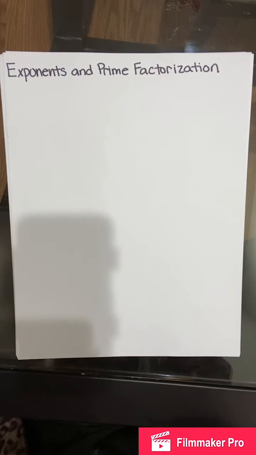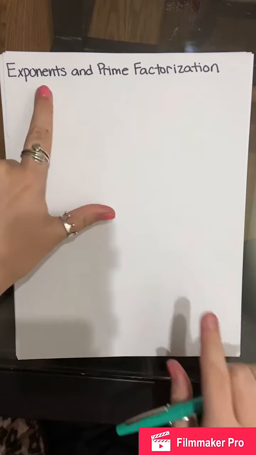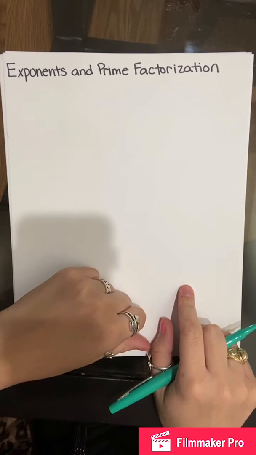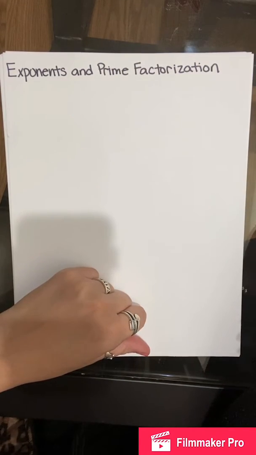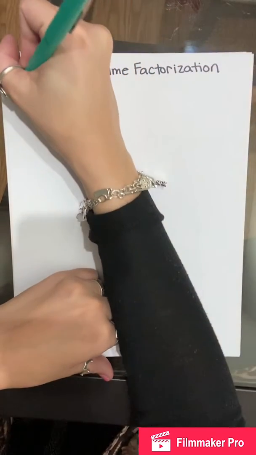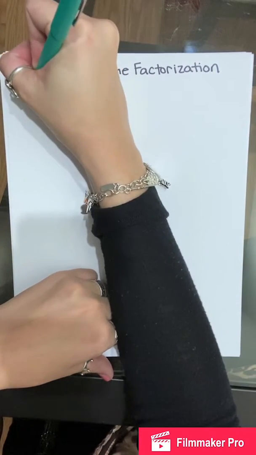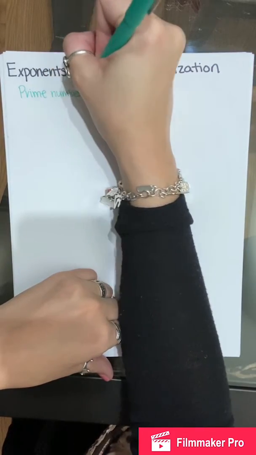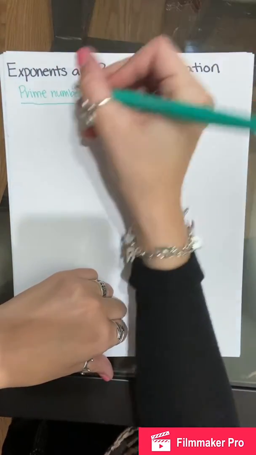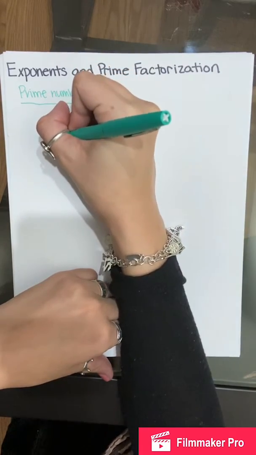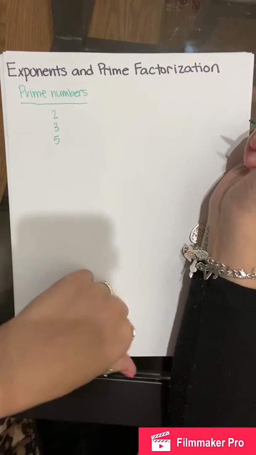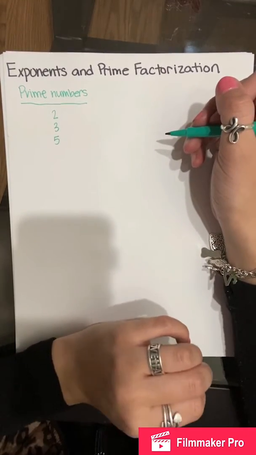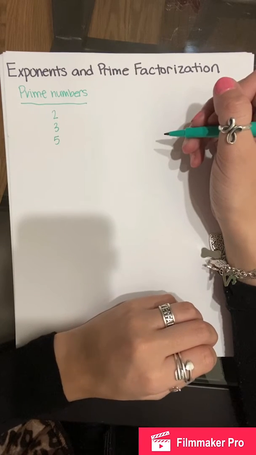Okay, so today we're going to be talking about exponents and prime factorization. Now the key to prime factorization, if you were to watch the video as we were instructed to before, the first three prime numbers are 2, 3, and 5. Now 2, 3, and 5 are going to be our key prime numbers, but there are others that follow, such as 7 or 9.